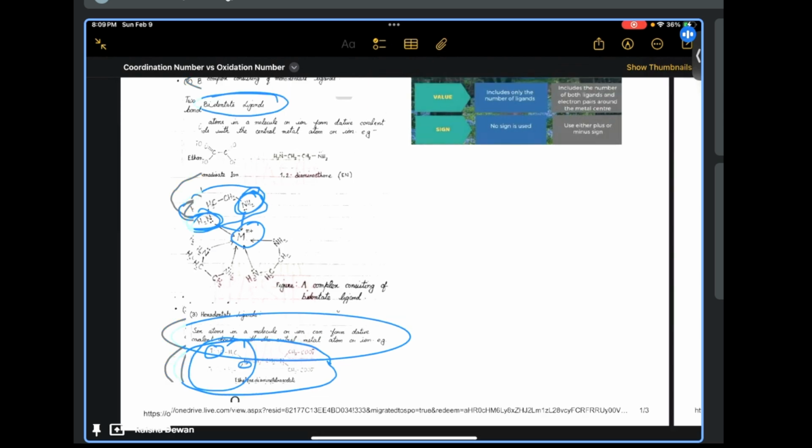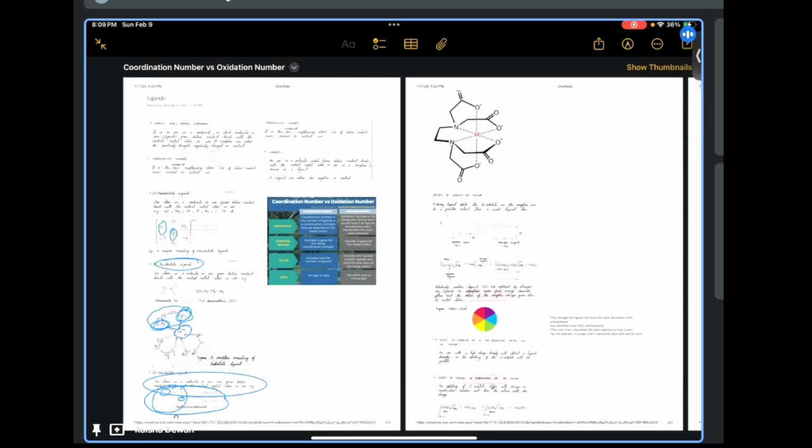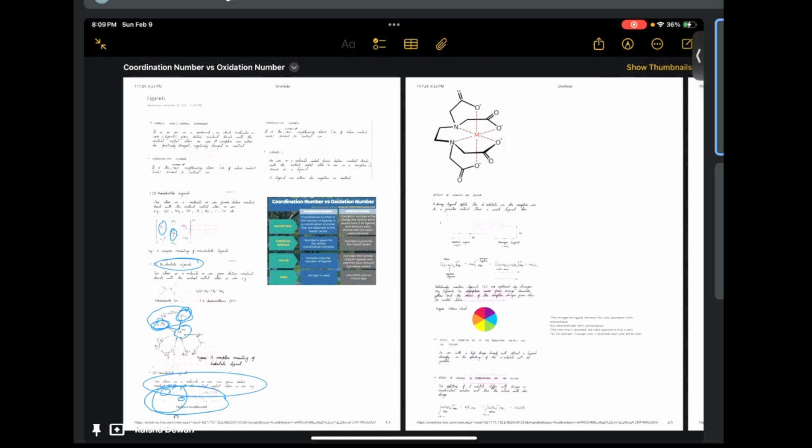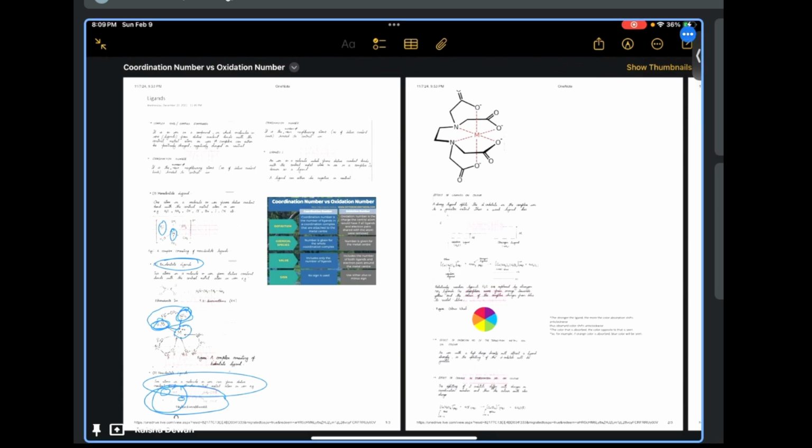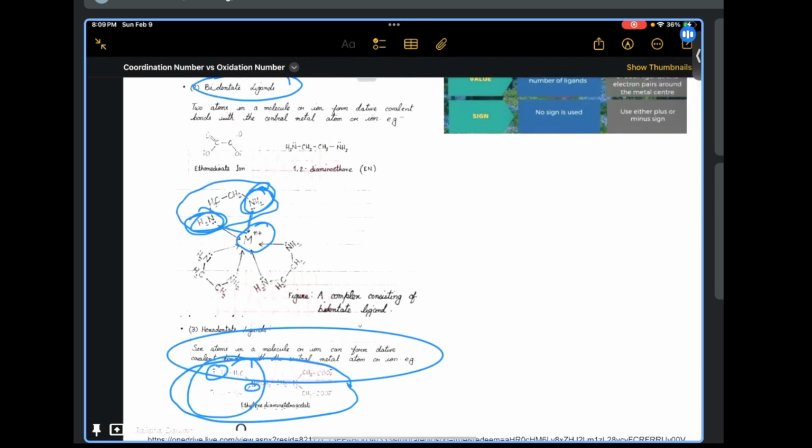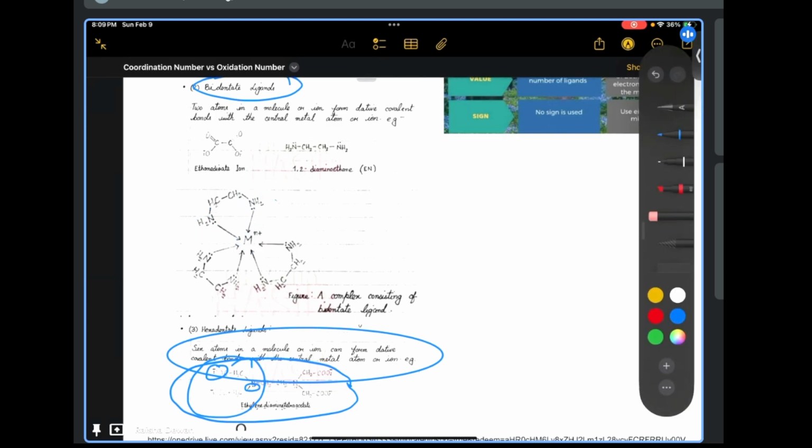So let me know if anyone has any question. Amna, you had a question, I think, right? Yes, for bidentate ligands, why is the shape curved? Like, can't you write the 1,2-diaminoethane in a straight chain? So what will happen if I draw them in a straight chain? Nothing will happen, right? I haven't drawn it in a straight chain right here.